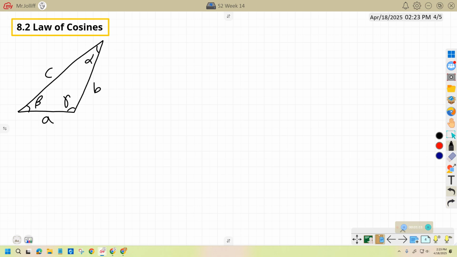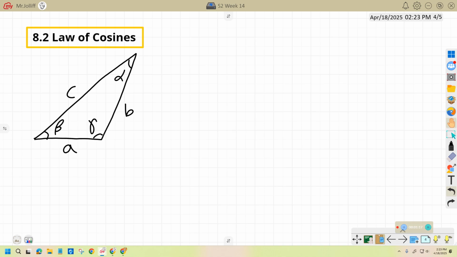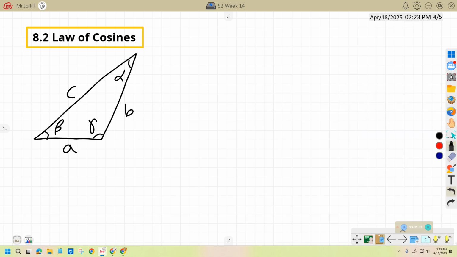So that's our reference triangle. I'll zoom in a little bit. You will notice the side lengths are labeled with English letters, A, B, and C. The angles that are across from those sides are labeled with the corresponding letters in the Greek alphabet.